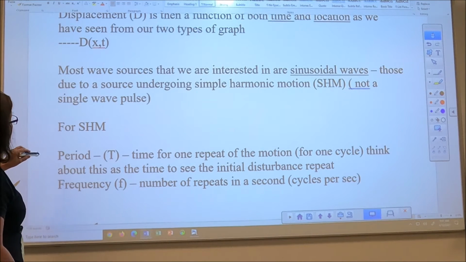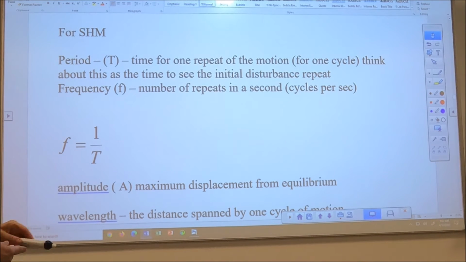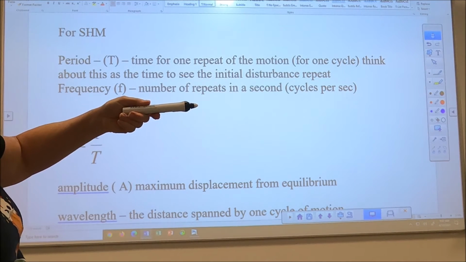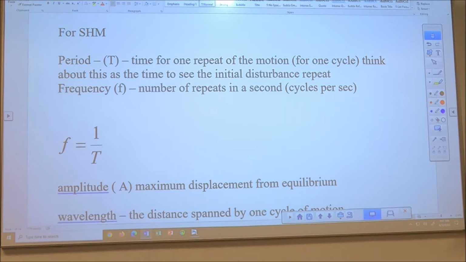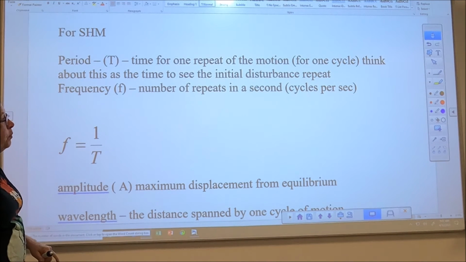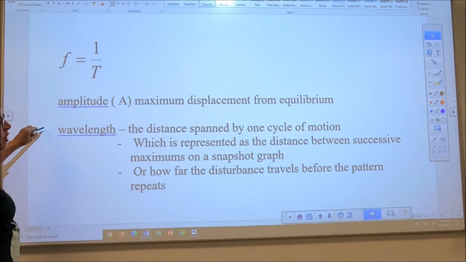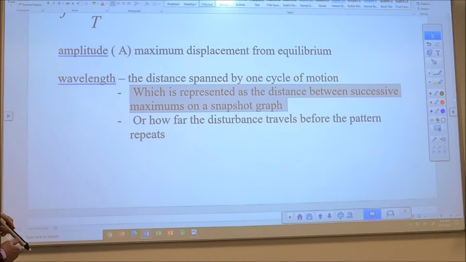So for simple harmonic motion, remember that period is the time for one repeat of the motion. If we start here and we go up, down, and back up, that would be one period because I got back to my starting spot. And frequency is the number of repeats per second, or cycles per second. So frequency equals 1 over period. Amplitude is our maximum displacement from equilibrium. And wavelength is the distance spanned by one cycle of motion. This represents the distance between successive maximums on a snapshot graph.